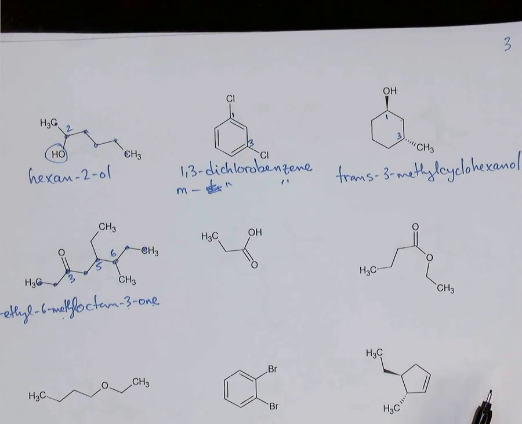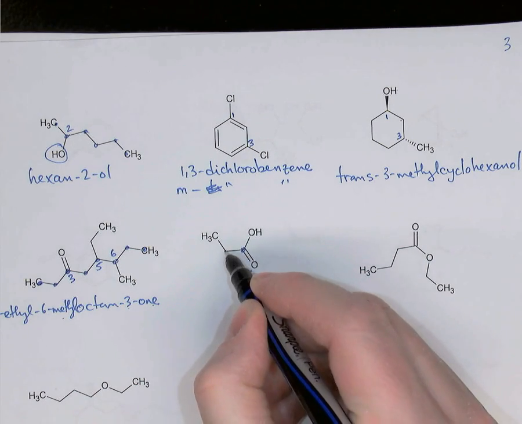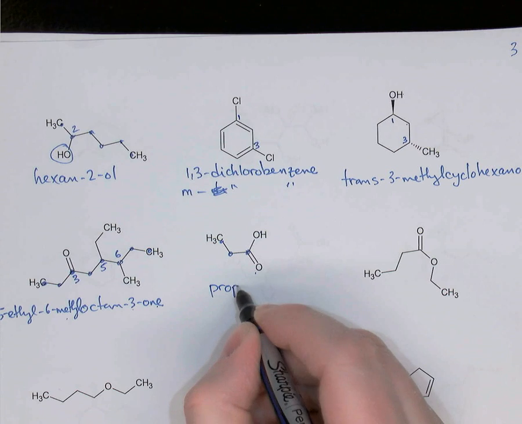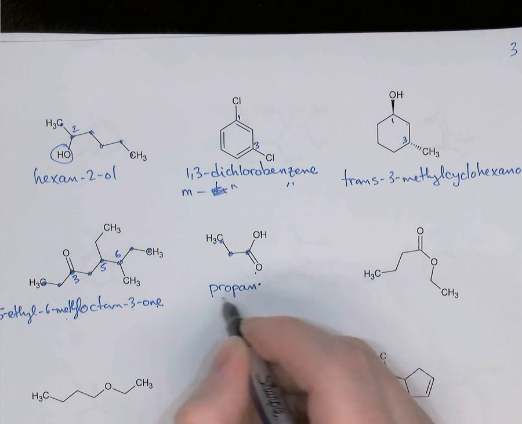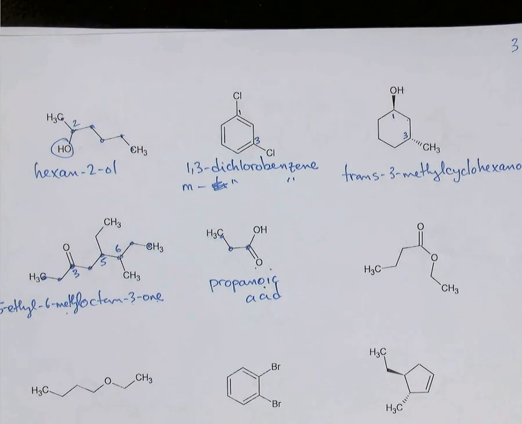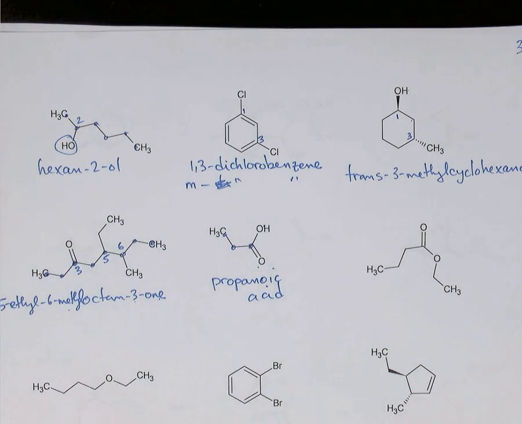Next we have a carboxylic acid, COOH, with 1, 2, 3 carbons, so therefore propanoic acid. Propane has 3 carbons. Carboxylic acid, you drop the E from the ending and you add oic acid.